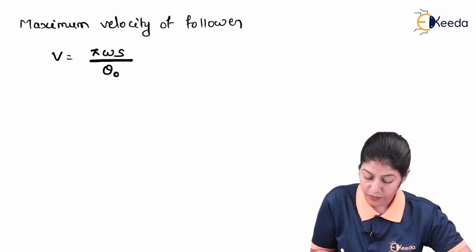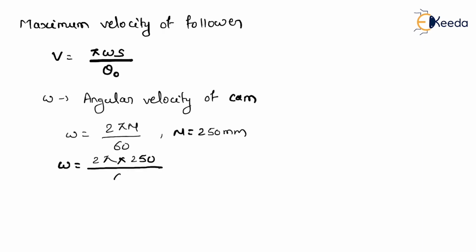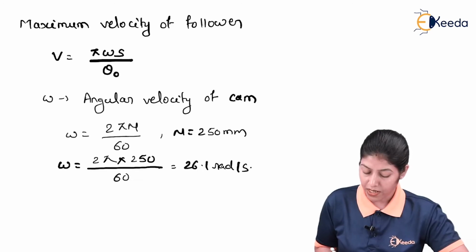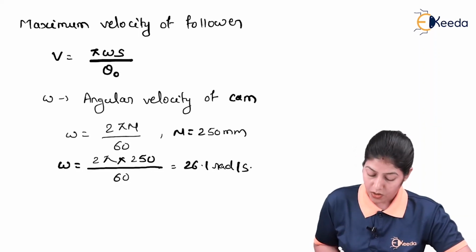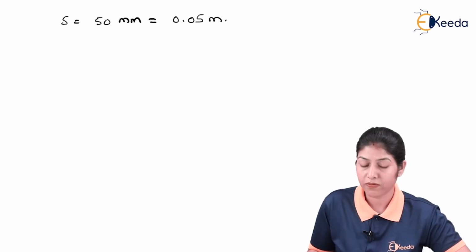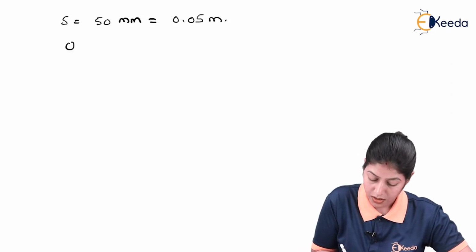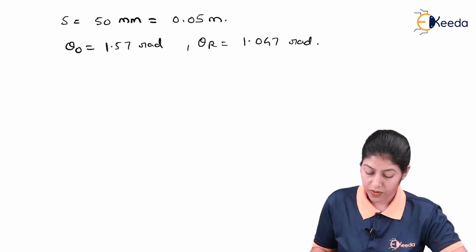So here we need to determine the value of omega. Omega we have as 2 pi n by 60, so it is 26.1 radian per second. Now we will put this omega value, and we know the value of s also. Stroke is given as 50 mm, so we will convert this into meter. We have the values of theta naught and theta r in terms of radians. So we will put these values.